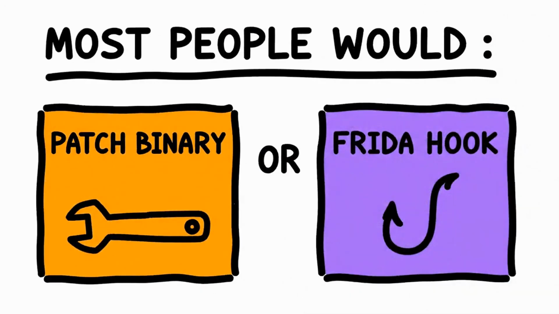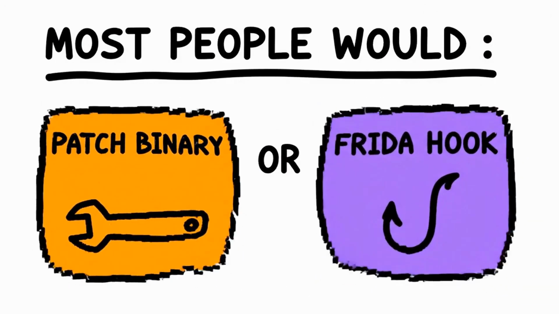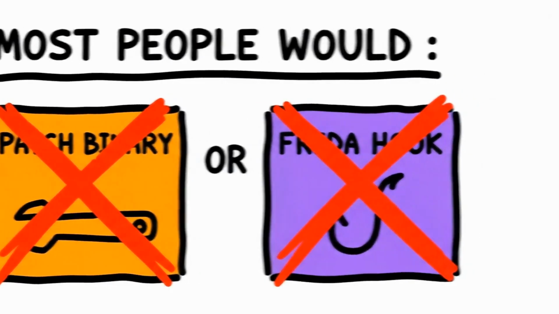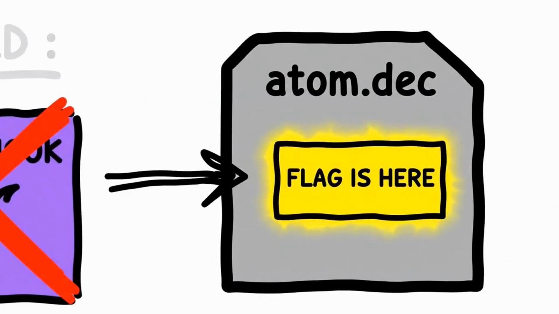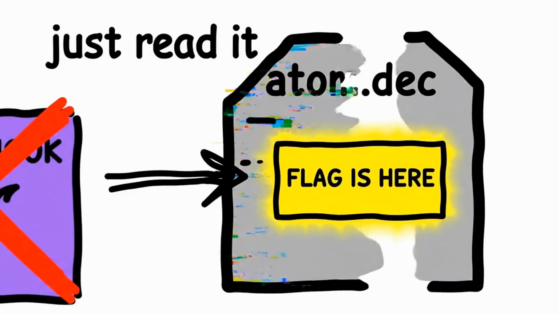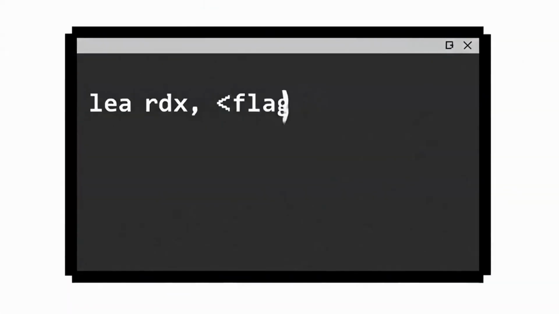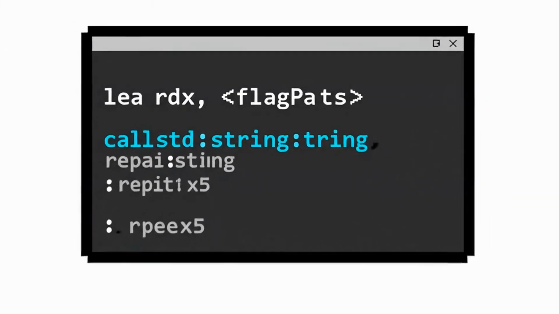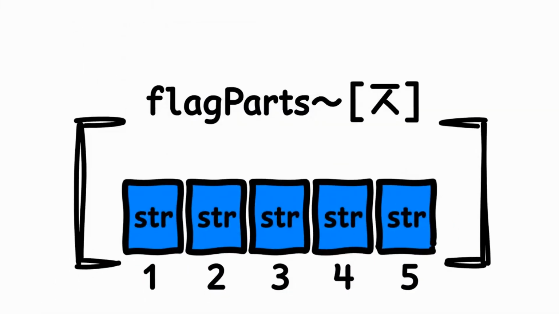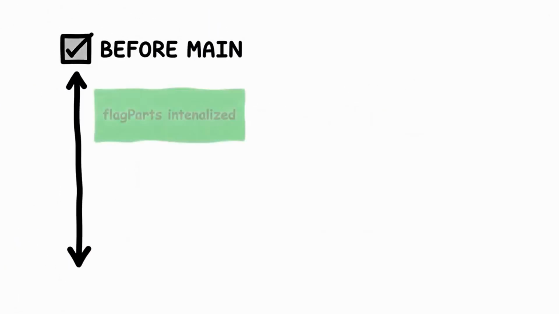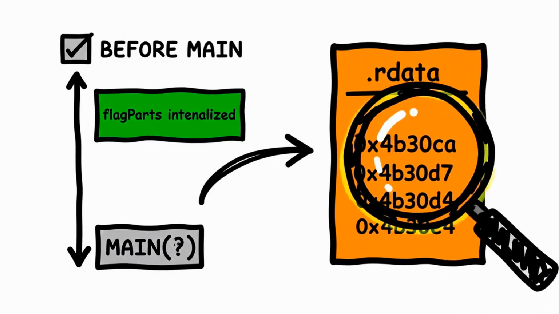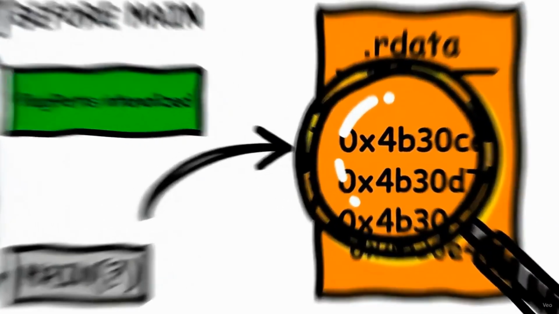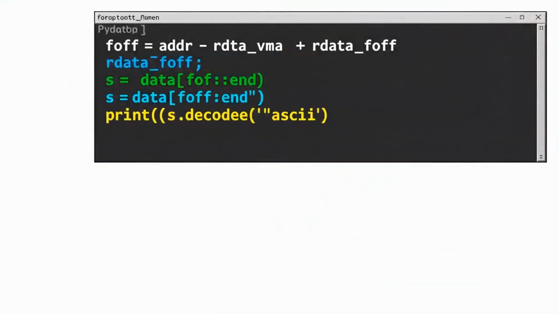At this point, most people would try to patch the binary, or use Frida to hook the comparison at runtime. But because the flag is already sitting in the binary, we just need to read it. The disassembly shows that if the check had passed, the program would iterate over an array called flag_parts, initialized before main even runs. We trace those strings back to their addresses in the .rdata section, and read them directly from the file using Python.